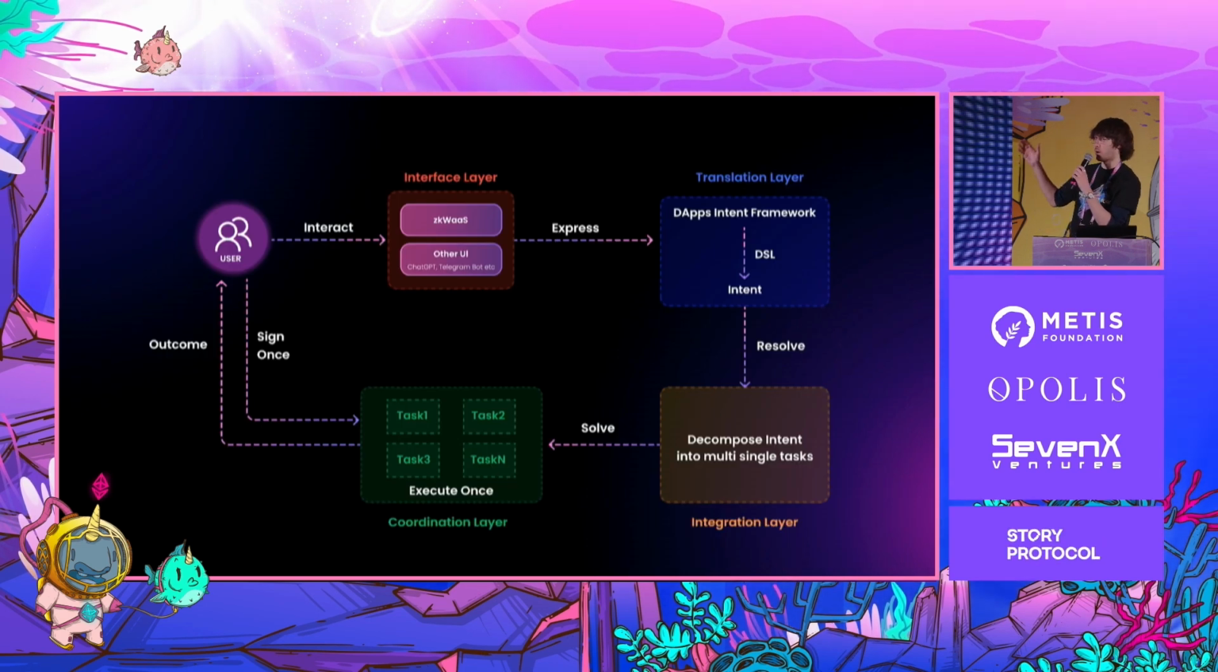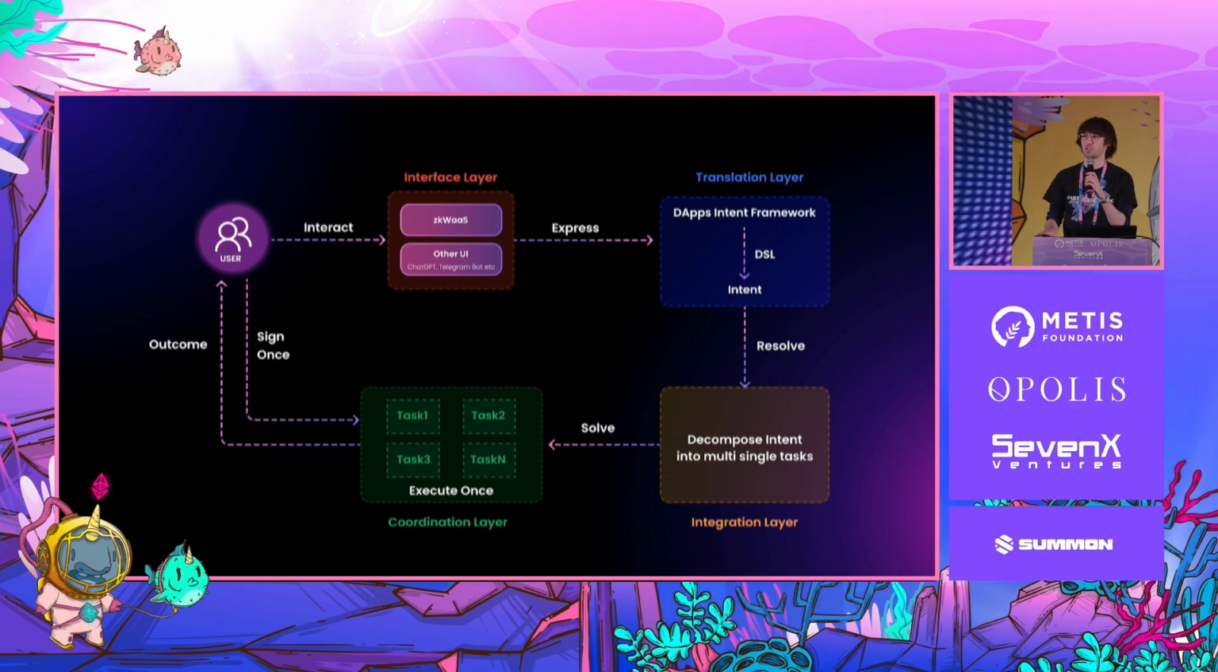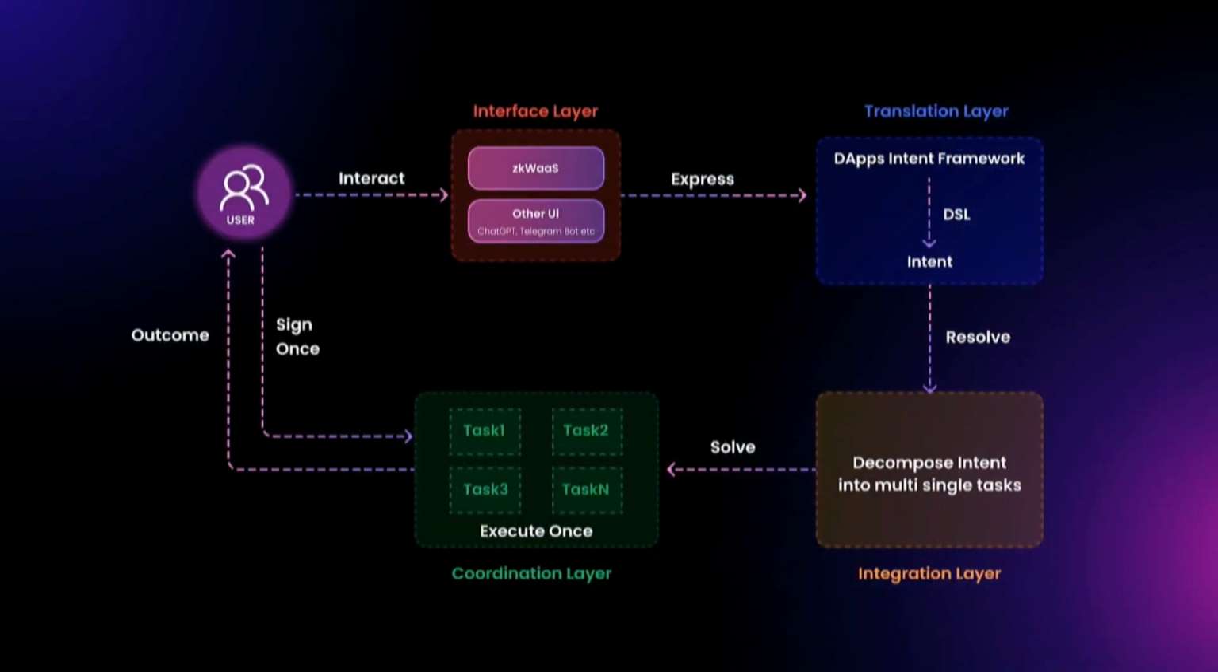I won't go into this, but if you want to take a picture of something, this is kind of the architecture of what you might see within most intent-centric systems. Again, it just involves expression of an intent, then translation into actual transactions or tasks, and then execution of those tasks, of those transactions on behalf of the user.